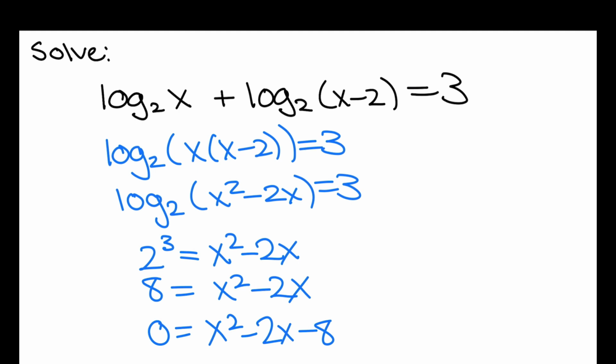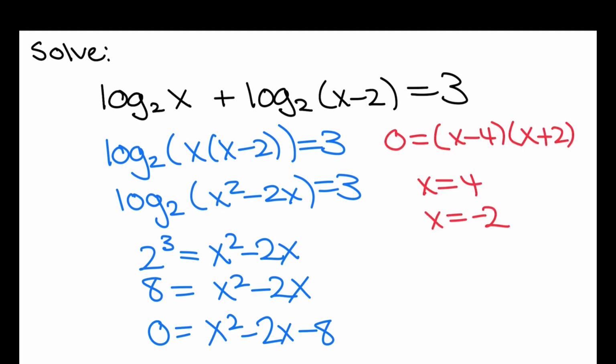To solve, I'm going to set one side to 0, so minus the 8. And then we could factor or use the quadratic formula. This one we can factor because 4 times 2 is 8. If we make it a minus 4 and a plus 2, we get x equals 4 and x equals negative 2. Finally, we do have to check our solutions.